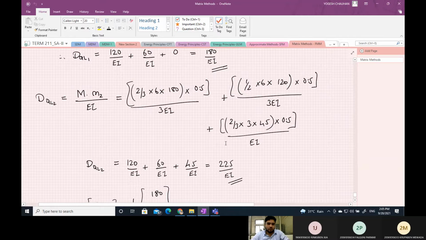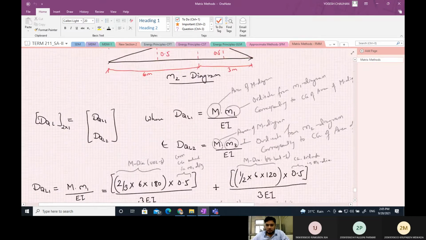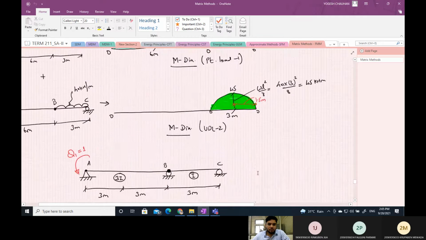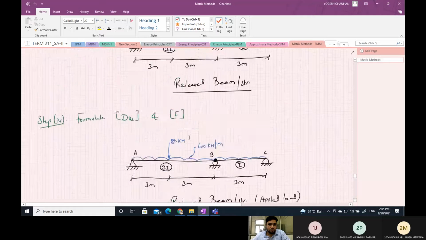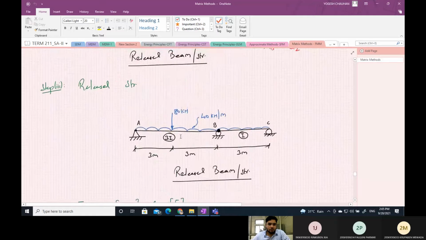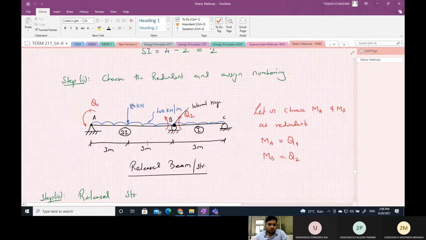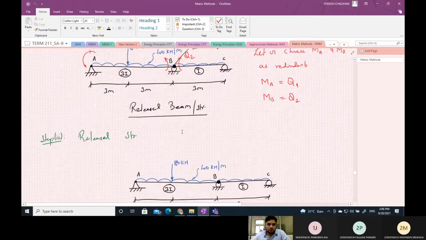Okay, so let's continue from the previous session. In the previous class, we started with the flexibility matrix method. We understood this method by taking an example. The example was a two-span continuous beam, as shown on the screen.